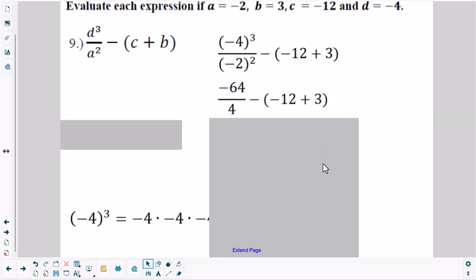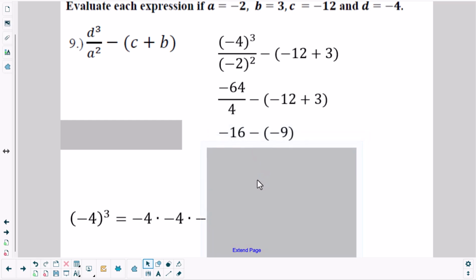I should have thought about that. I'll pull that out of the way in a moment. Negative 64. I think we saw it in a previous lesson. Negative 4 times negative 4 is 16. 16 times negative 4 is negative 64. Negative 2 squared is negative 2 times negative 2, which is positive 4. So negative 64 divided by 4 is negative 16. In that same line, I also did negative 12 plus 3 to get negative 9.